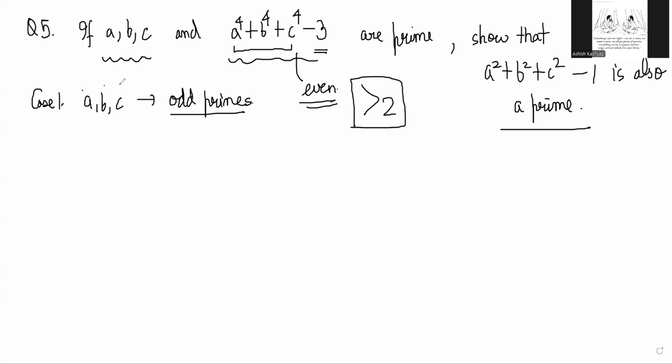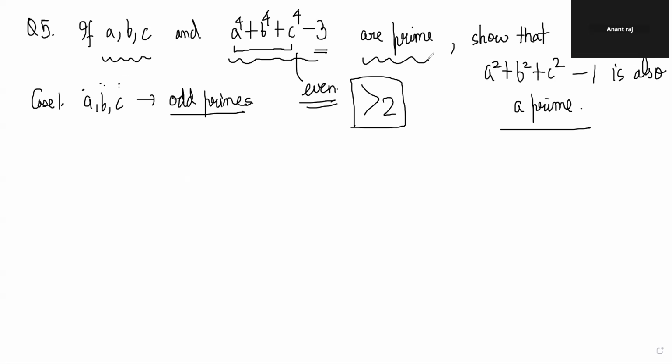Because odd primes are going to be 3, 5, 7 at least, right? It is greater than 2, so that doesn't work. So basically this number is an even number bigger than 2, so it cannot be prime. That's a contradiction. So that means A, B, C cannot all be odd.